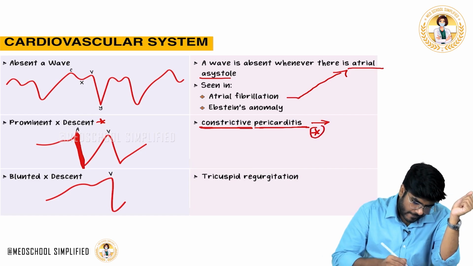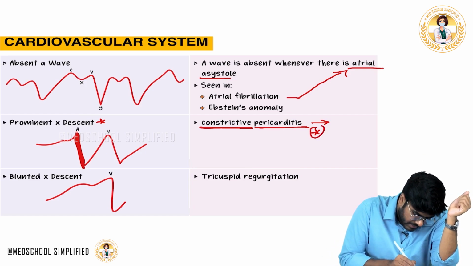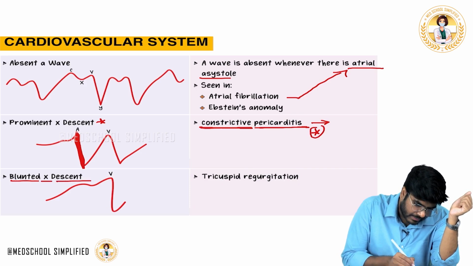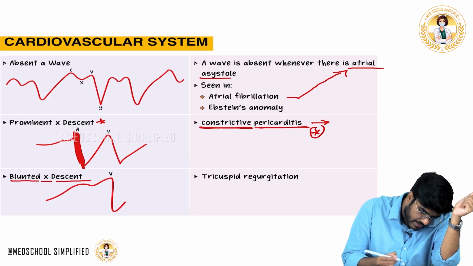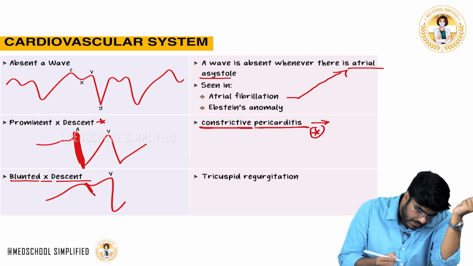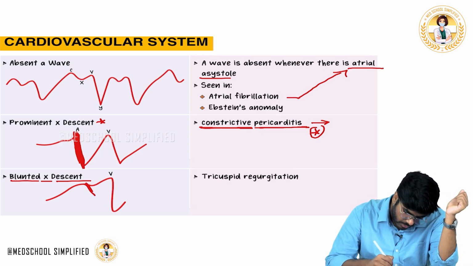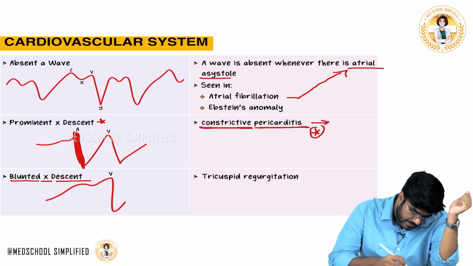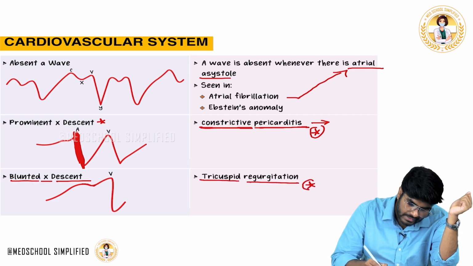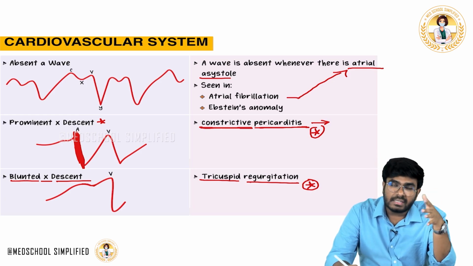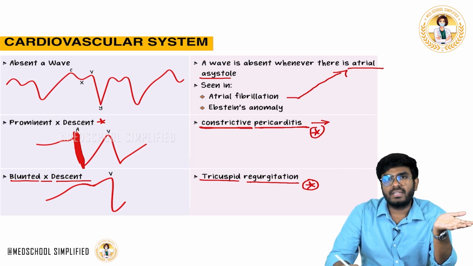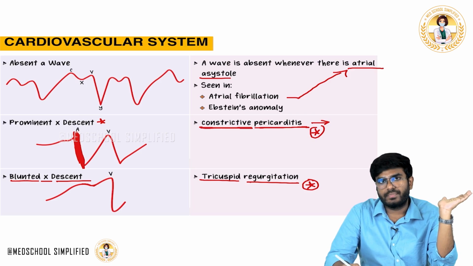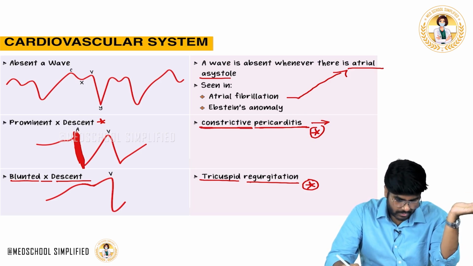Okay, and whenever you see such a graph like this, here you are seeing the blunted X descent. Here is a very prominent X descent, but here there is blunted X descent. There is no X descent actually. So blunted X descent is seen in tricuspid regurgitation. This is very easy. This is the exact graph that came in the recent exam, which happened like 10 days back. In the recent FMGE exam, this question has been asked.